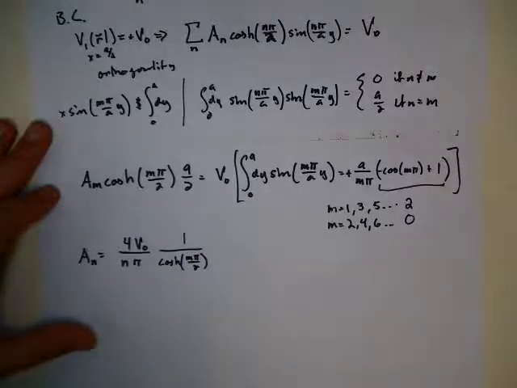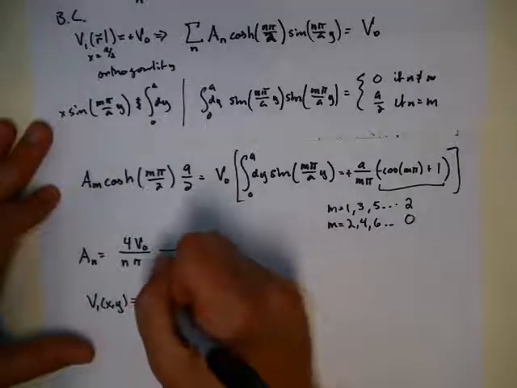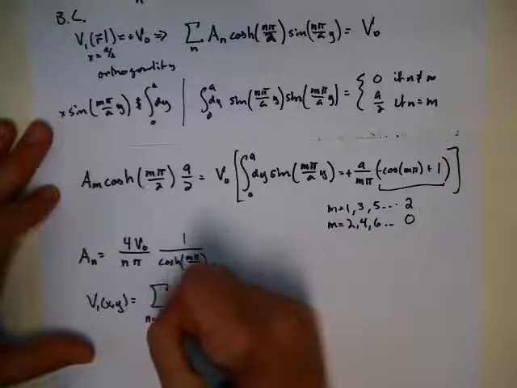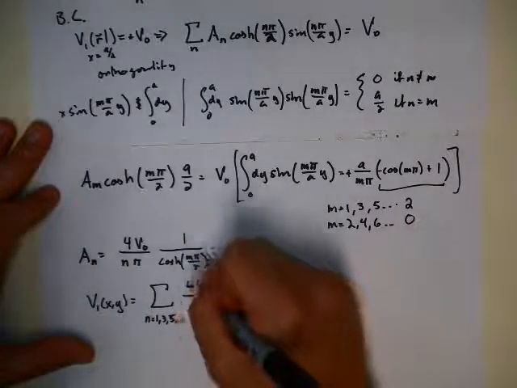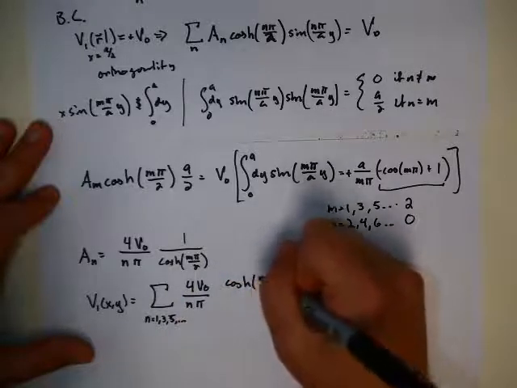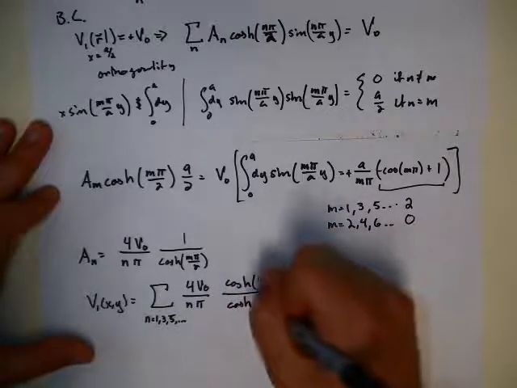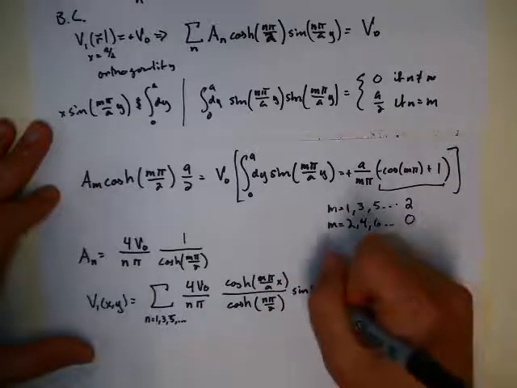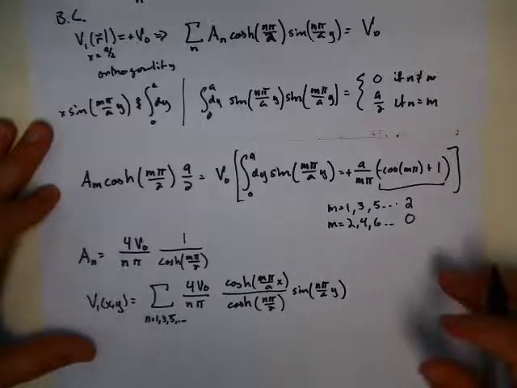Okay. So that's that. And so now I can write v1 of x and y is going to be a sum. Well, now my sum only has to have the odds. Okay. And I'm going to get a 4 v naught over n pi, cosh of n pi over a x divided by cosh of n pi over 2, times sine of n pi over a y. And so that's the solution for v1.